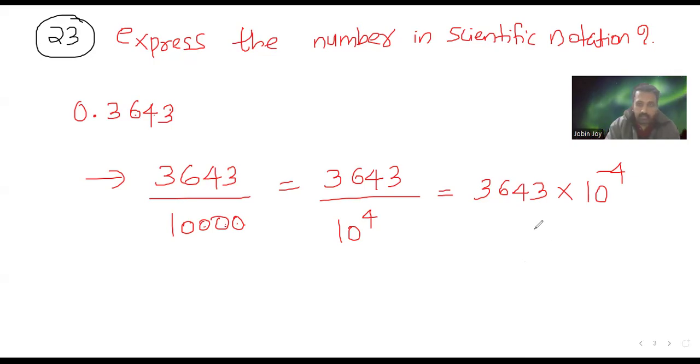What is 3643 into 10 raised to minus 4? It is divided by 10 raised to 4, which means 1, 2, 3, 4 zeros, right? So I'm expressing this number in the scientific notation like this.